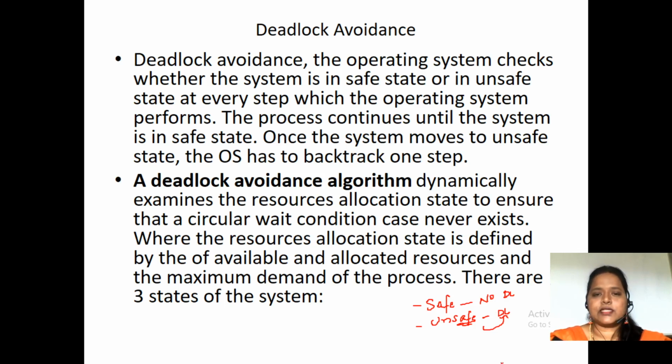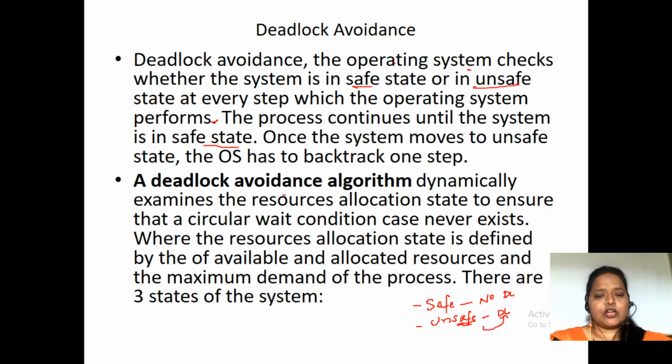Fine. So in deadlock avoidance, the operating system checks whether the system is in a safe state or an unsafe state. For each and every action it is going to perform, before performing that action, the operating system will check the state of the system, whether it is safe or unsafe, at every step. The process continues as long as it is in a safe state. If the operating system encounters an unsafe state, it will step back one step. So that is how it works.